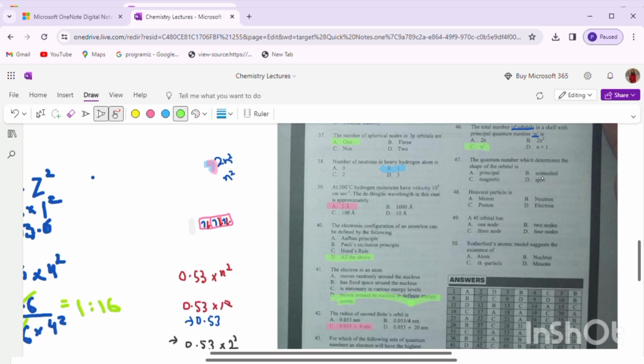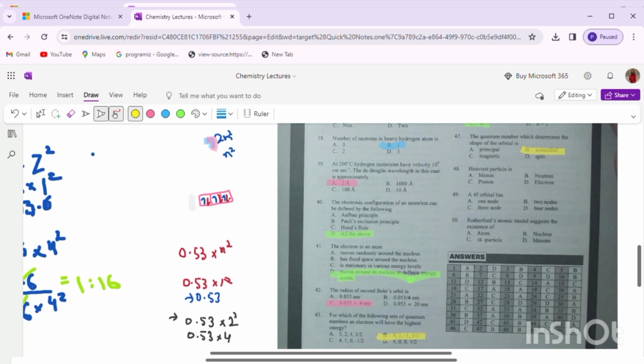47: the quantum number which determines the shape of the orbital. Again, azimuthal quantum number, or subsidiary quantum number, or angular momentum quantum number. So the correct option is the azimuthal quantum number, which is used to determine the shape of the orbital, right? 48: the heaviest particle is. We need to find the heaviest particle. Meson is basically present in the nucleus, and it has quarks in it. Neutron mass is greater than the proton and electron, so the correct option here would be neutron, right?